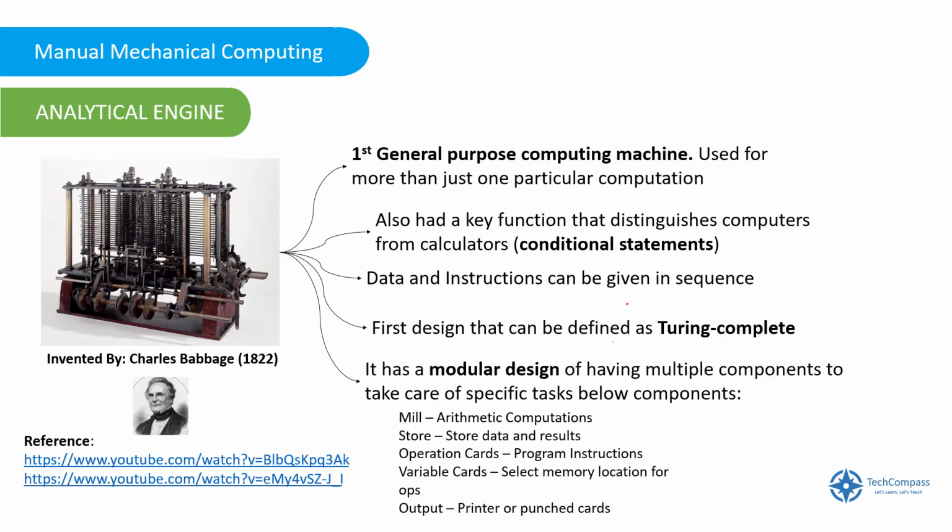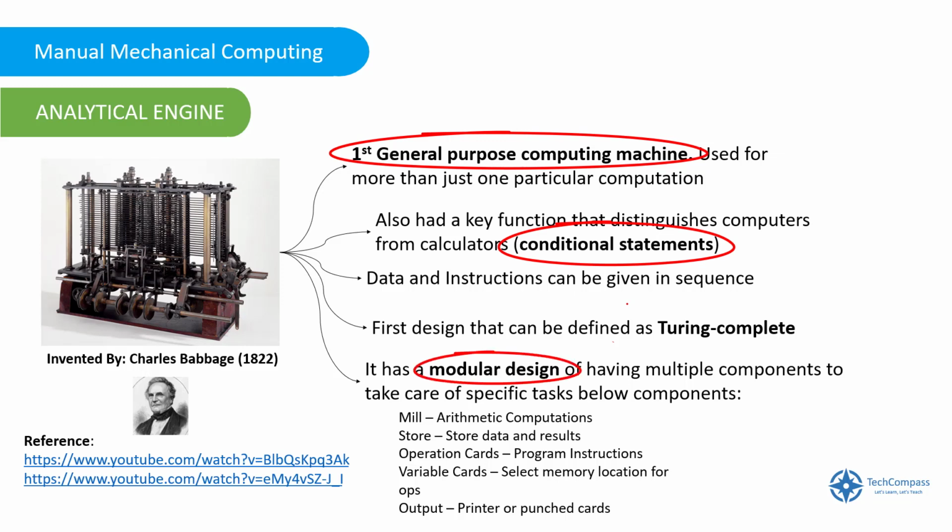Analytical engine. First general purpose computing machine. It distinguishes computers from calculators by introducing a conditional statement. It has a modular design with multiple components to take care of specific tasks. The mill takes care of arithmetic computation, the store takes care of storing data and results, operational cards take care of feeding the program instructions, variable cards take care of feeding the input data, and the output takes care of printing the output on punched cards.